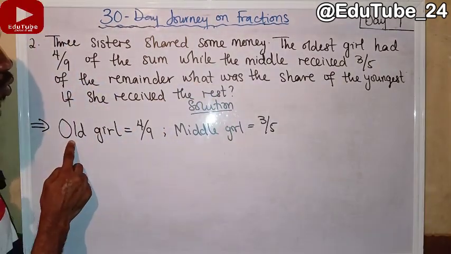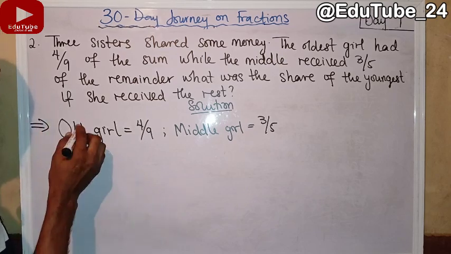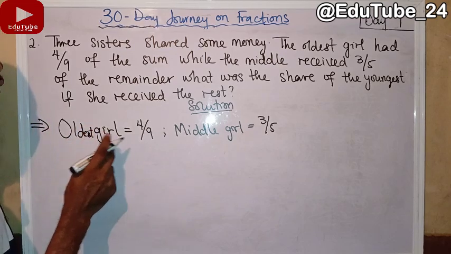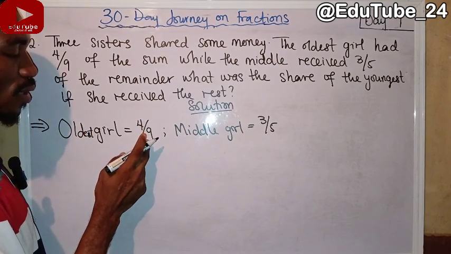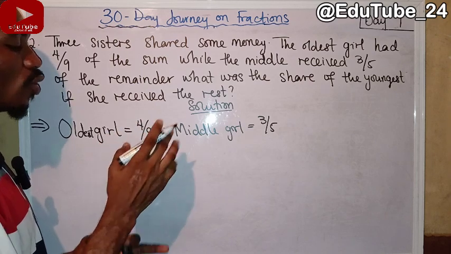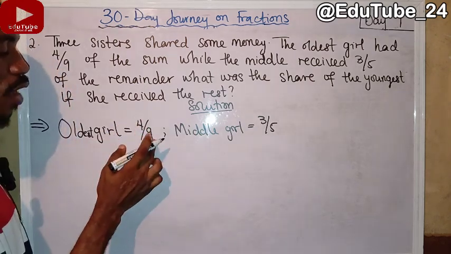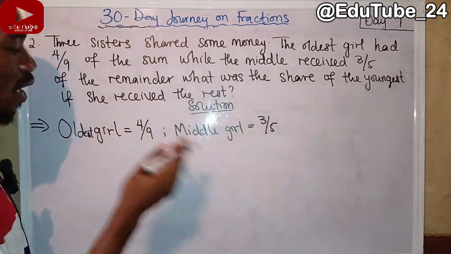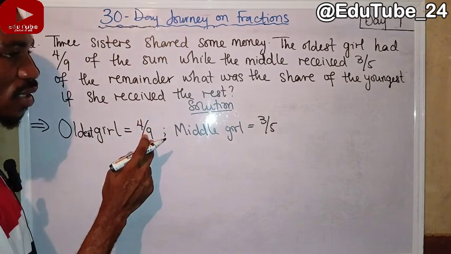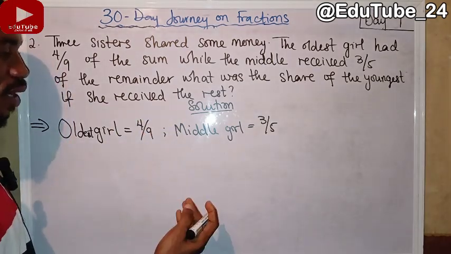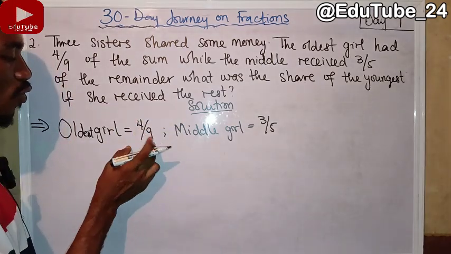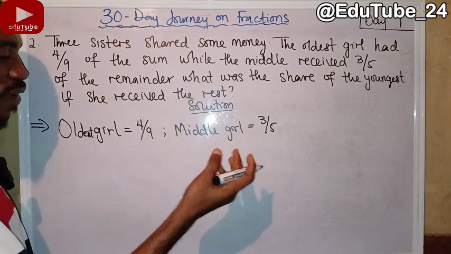Now, if the oldest girl received 4 over 9, that is 4 out of 9 of the sum of money. That means if we take 4 out of 9, the remainder is 5 over 9. So the remainder after the 4 over 9 is 5 over 9.